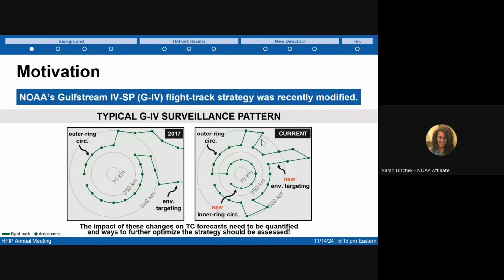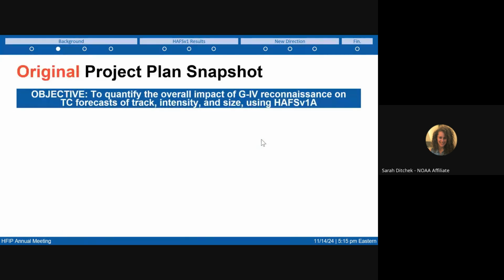And these results and optimizations can be delivered as guidance to HOT and NHC for use during G4 flight track planning. So for example, let's say that the results show that the G4 is most impactful when flown in a tropical storm, but not as impactful when flown in a hurricane. Well, guidance delivered will indicate these distinctions. At least that was the plan.